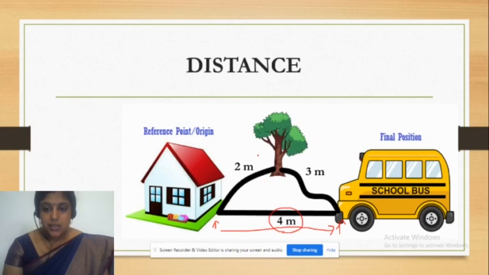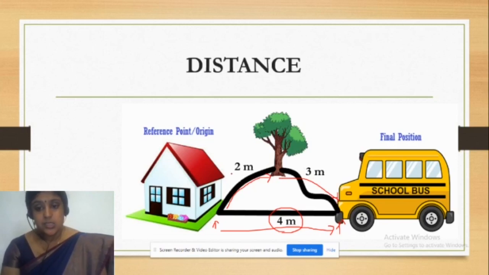Suppose there is a nearby tree or garden near his house. Instead of directly going along the straight line, he can start from his home and go to this tree, and after reaching the tree he can go back to the school bus, right? So what is the total distance, the total length of the path covered by the student? It is 2 plus 3 meters, that is 5 meters, right?